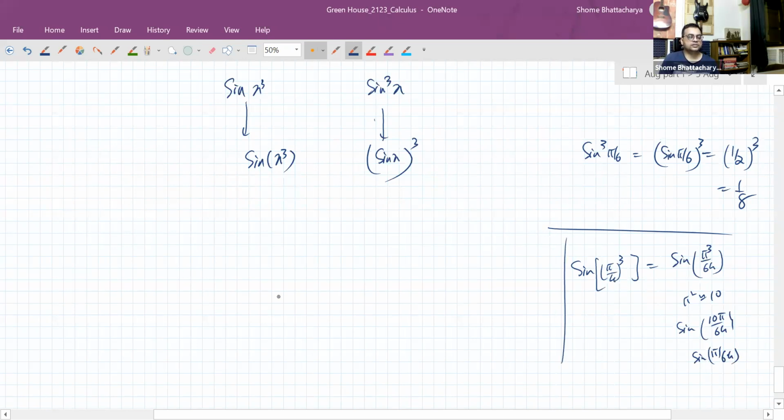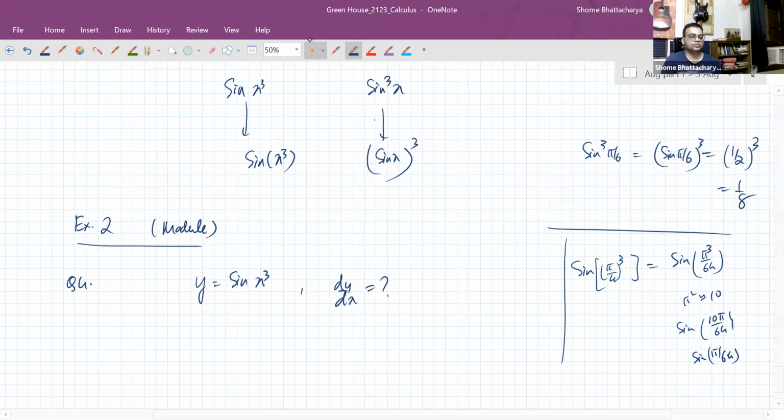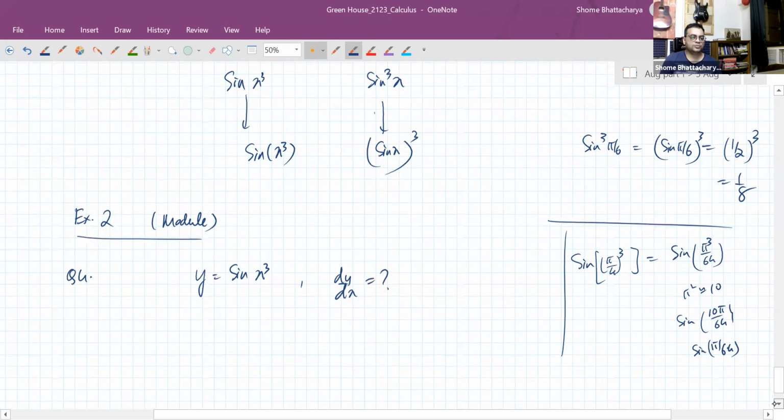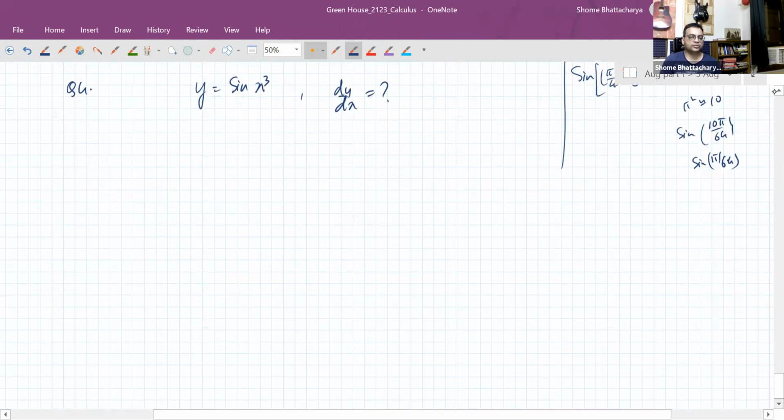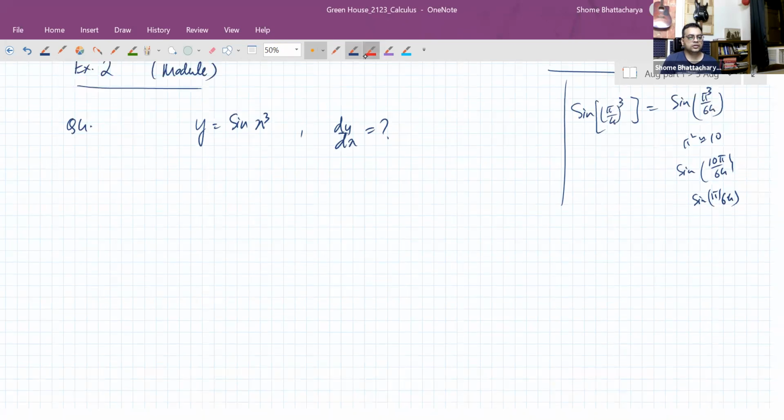So now in this question, exercise 2, module question number 4, we have the function y is equal to sine x cube, and we have to find dy by dx. I'll show you both the shortcut method as well as the proper substitution method for chain rule. So, chain rule by substitution method.